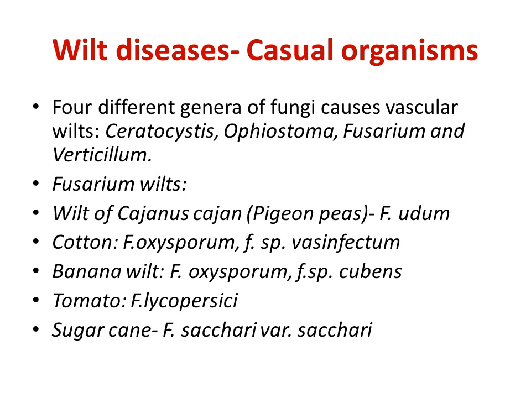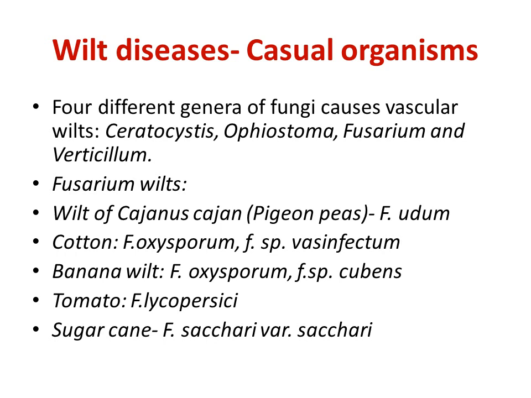Some of the examples I have quoted in this particular slide. Wilt in the case of Cajanus cajan is caused by Fusarium udum. That is, in pigeon pea, the wilt disease is due to Fusarium udum. Likewise, in the case of cotton, the wilt disease is due to Fusarium oxysporum, subspecies vasinfectum. In the case of banana, the wilt is called Panama wilt, which is caused by Fusarium oxysporum, subspecies cubense.